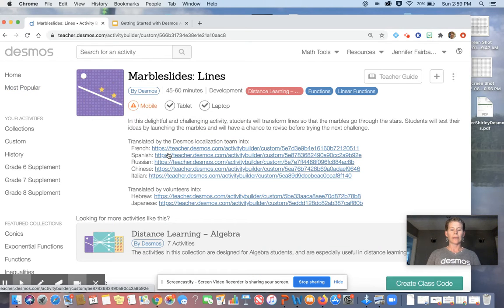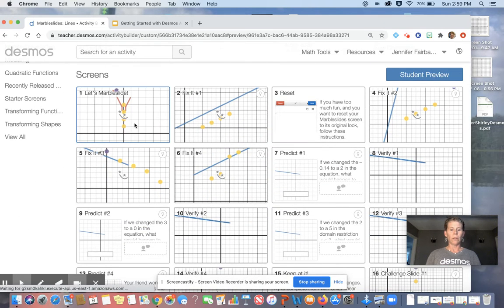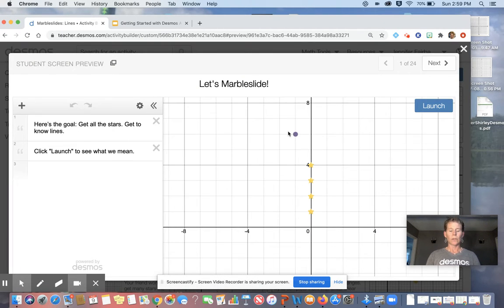Marble Slides is a fabulous activity. They have all different concepts. They have lines, parabolas, all of those. And the goal of Marble Slides is for students to learn how a graph transforms and what numbers will affect the graph differently. So here we have a purple ball and we have 4 stars. So if I hit launch, all this slide does is show the students what the point is.